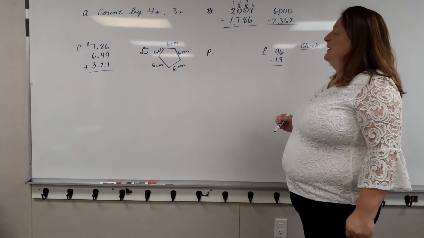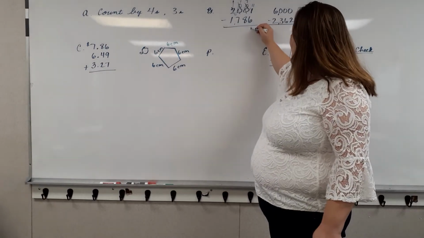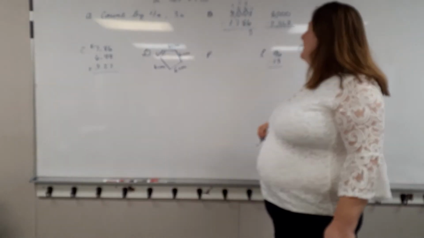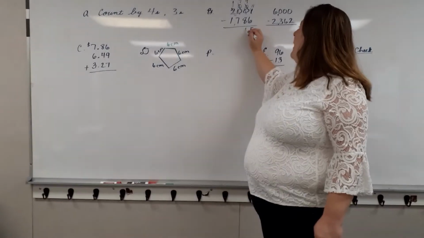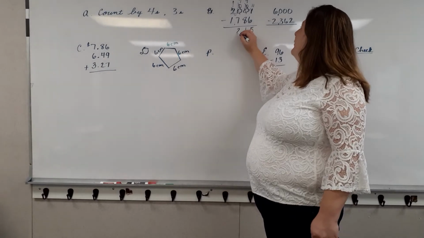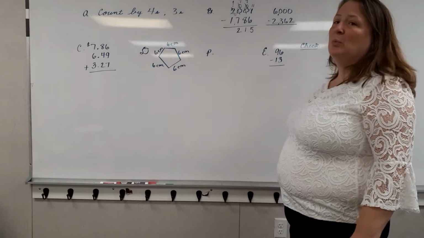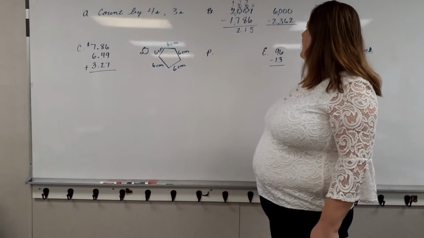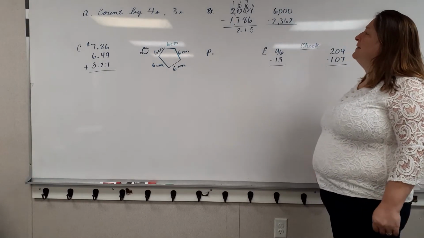11 minus 6 equals 5. 9 minus 8 equals 1. 9 minus 7 equals 2. 1 minus 1 equals 0. So 215 is the answer.